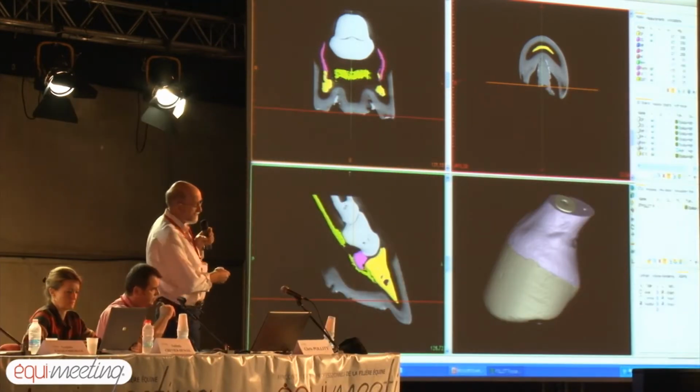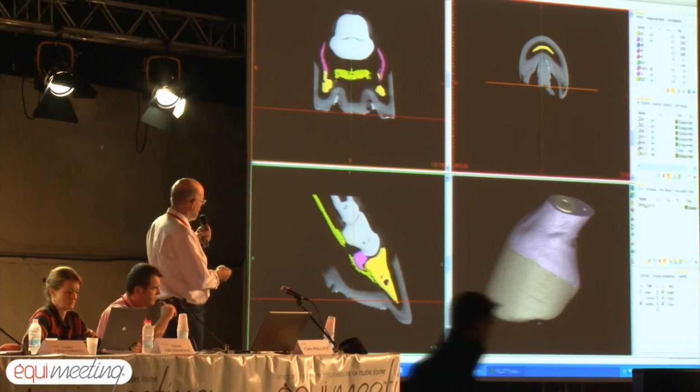And they come from the information gathered in the CT scanner. So we have data in 3 dimensions, and combining these, we create the 3-dimensional model.